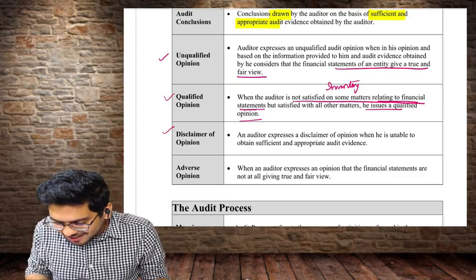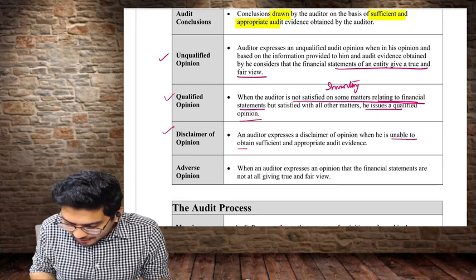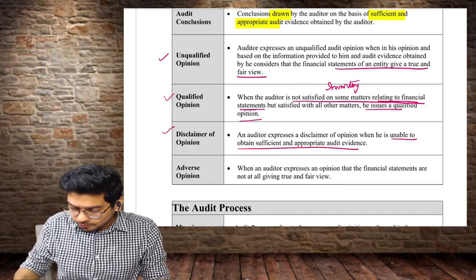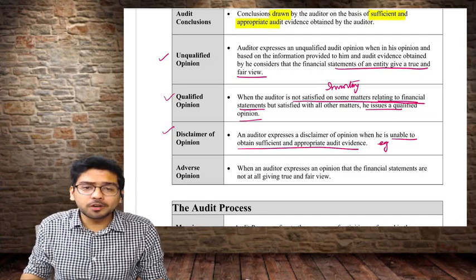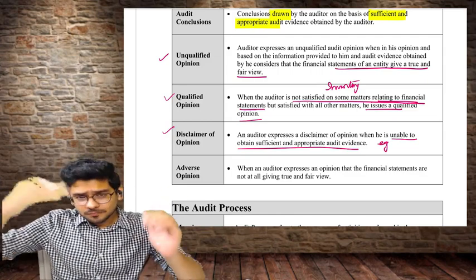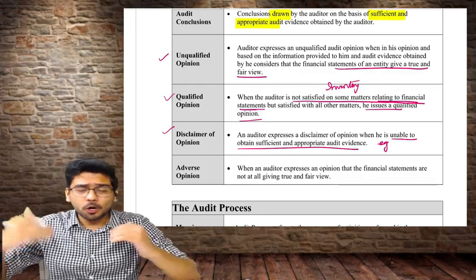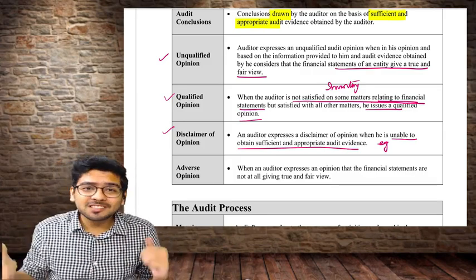Disclaimer of opinion. An auditor expresses a disclaimer of opinion when he is unable to obtain sufficient and appropriate audit evidence. If you want, you can write the example also which I just quoted, that the books of accounts have been seized by the income tax department, so the auditor is not in a position to analyze the books of accounts.